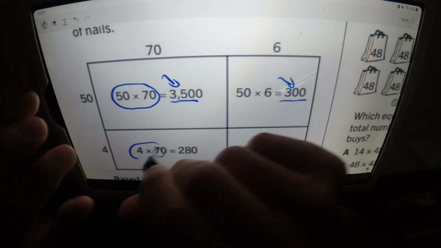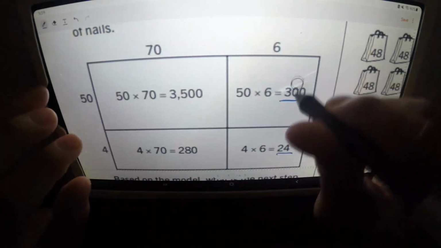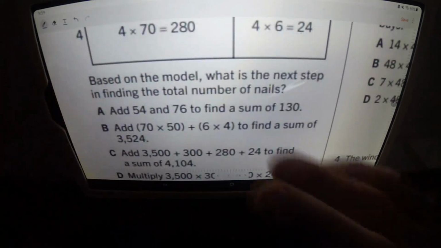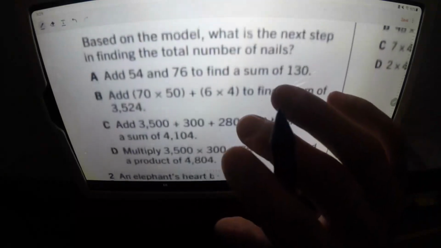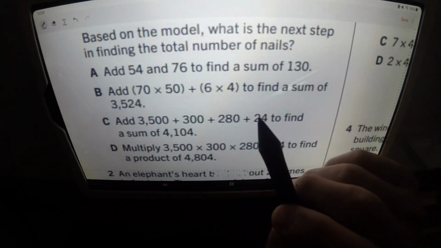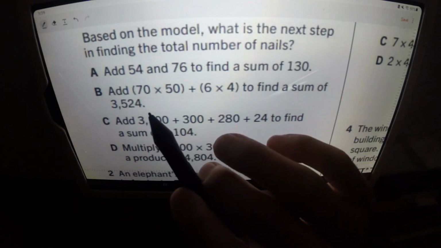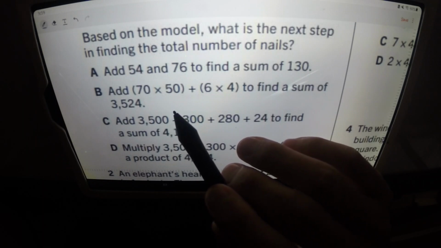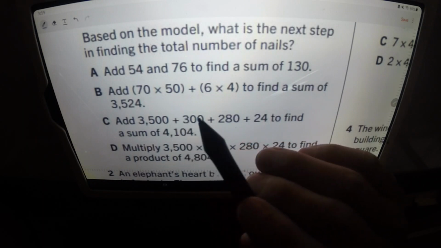So when you're looking at the responses, they want to know how you are going to find out the total number of nails. Just look at all of these. So it's a straight addition answer. I'm trying not to give you the answer. I don't even know what this is supposed to be. Add this? This makes no sense at all. I don't even know that that's accurate, dude.